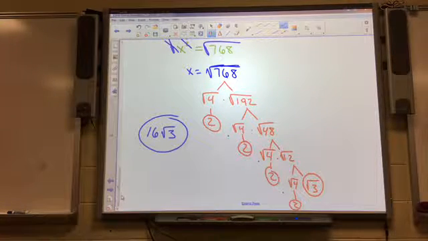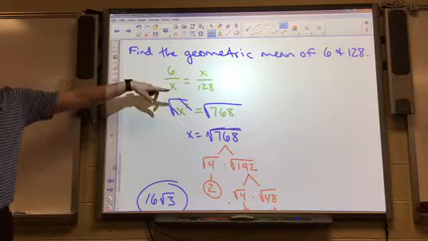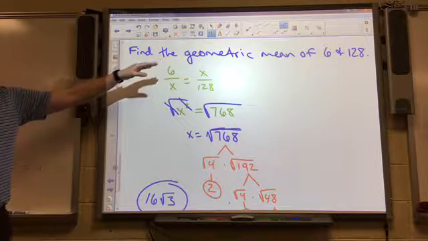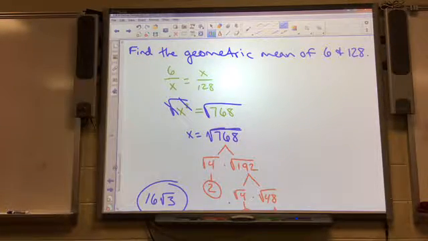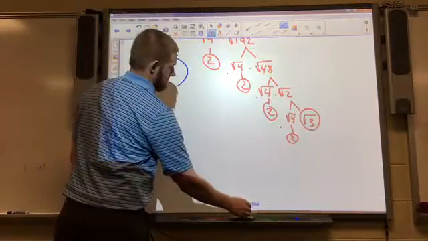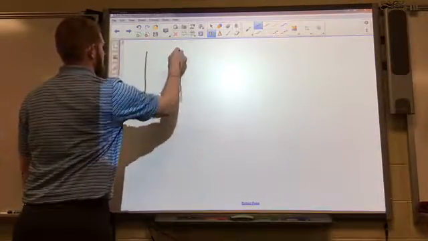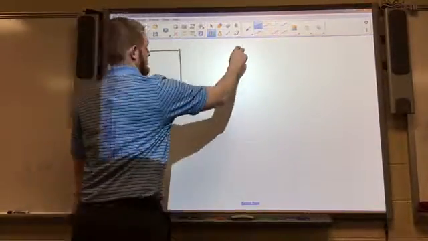Okay, they will specifically ask you, they will say find the geometric mean of blank and blank. Okay, this is how we're going to have to do it. Remember 6 over x, x over 128. Your x's are always going to be there, right? Now, the main reason they want you to know that and to be able to solve problems like that is because they're going to, at times, give you something like this.